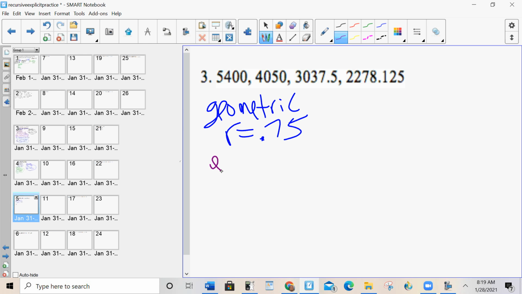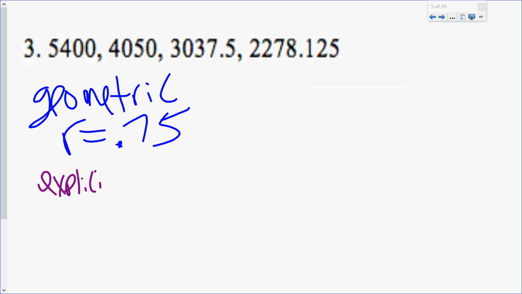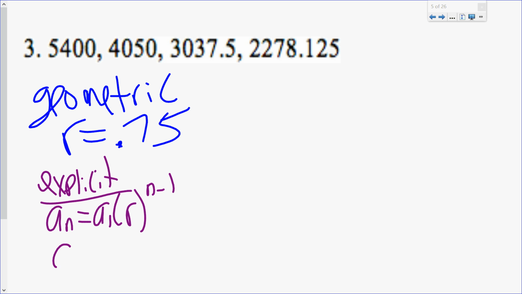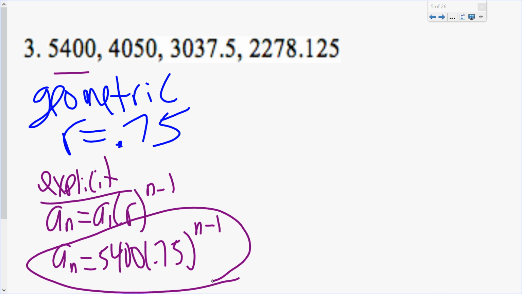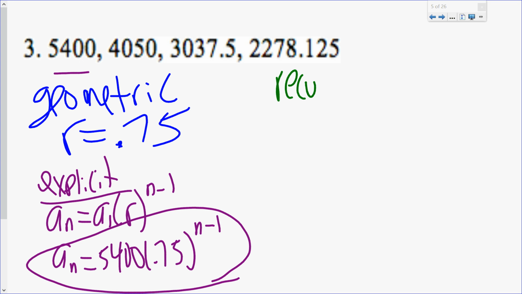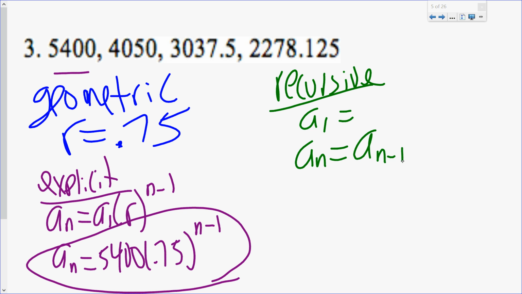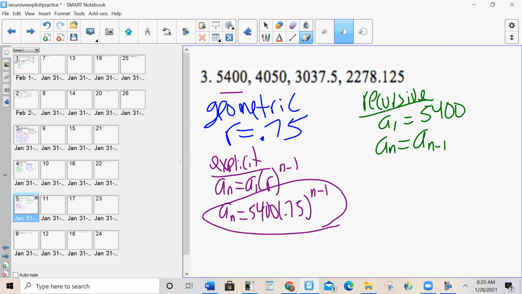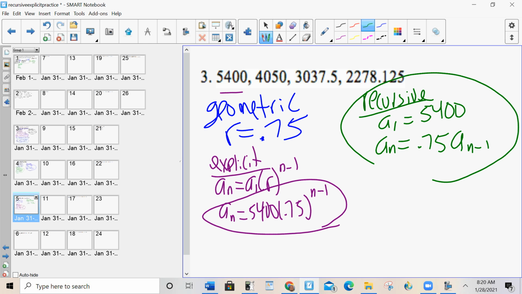If you were good up to this point, then we're just going to keep on going. So let's start with explicit. Because it's geometric, the geometric formula is a1 times r to the n minus 1. a1 is 5400, r is 0.75, to the n minus 1. There's nothing more to do. That is your explicit formula. Recursive: a1 equals 5400, an equals... an minus 1. What am I doing to the previous term? I never leave enough space. I'm multiplying by 0.75. So it's 0.75 times a(n minus 1). That's it.